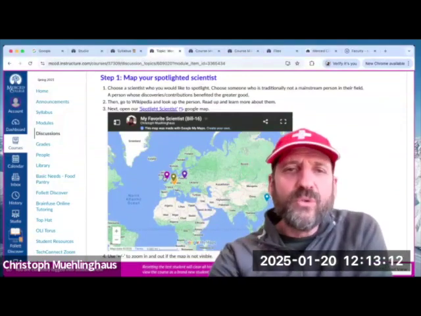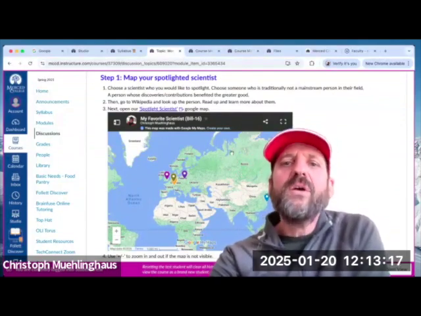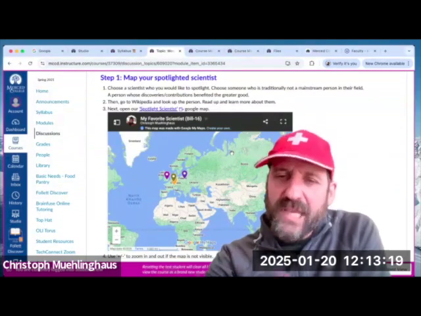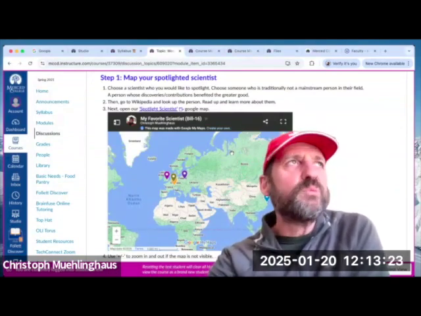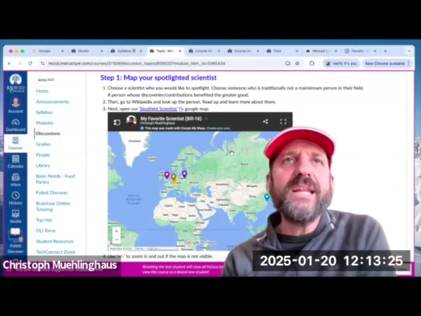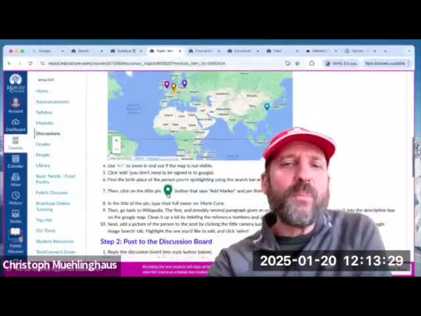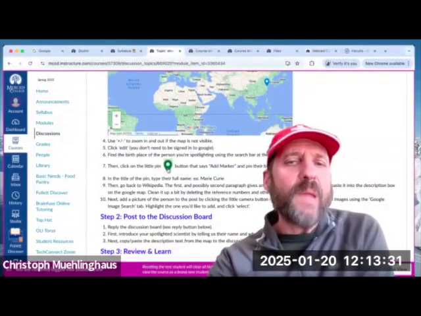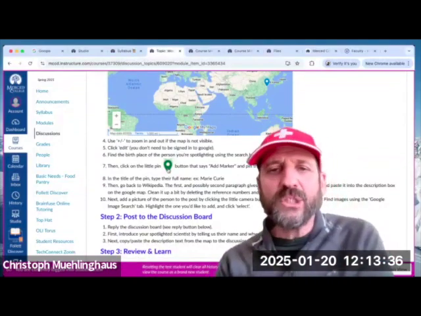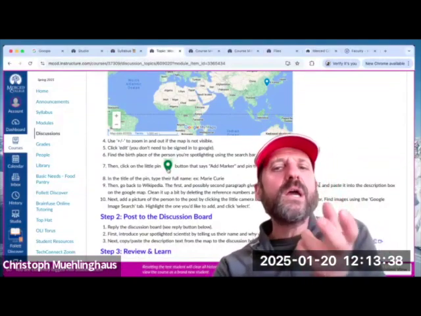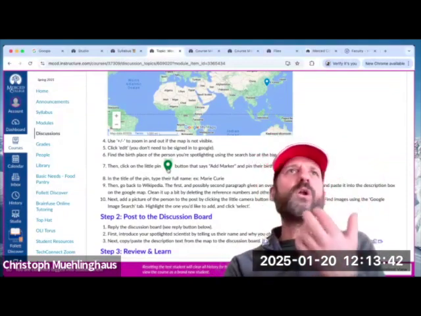I want you to go to this Google map and make a pin, and then in the pin, get a picture into the pin so we see how the person looks, and then describe that person briefly. And I don't need you to write anything. I want you to go to Wikipedia and look up the person and copy paste the first paragraph into it. That way, you don't have to worry about writing English. But that way it's kind of a fun activity to learn from each other a little bit about different people.